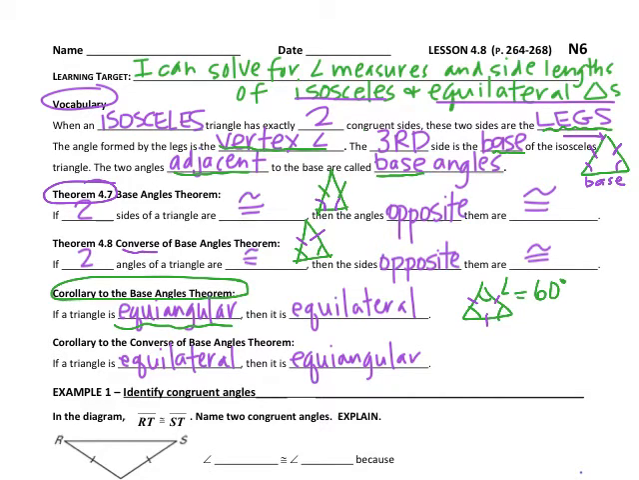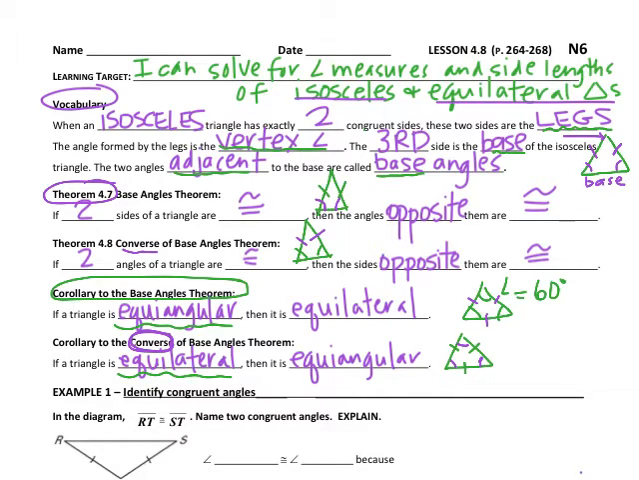Now, in the next statement, the corollary to the converse, it says if the triangle is equilateral, then it is also equiangular. So if I had a triangle that was marked with all sides congruent, then we would know that all of the angles are congruent as well. So it goes either way. There's a converse, and we know that converse just means switch the hypothesis and the conclusion.